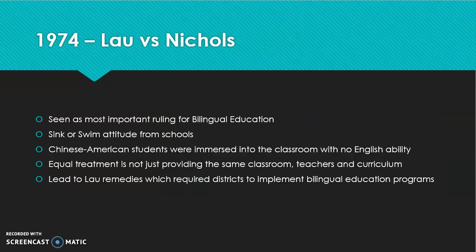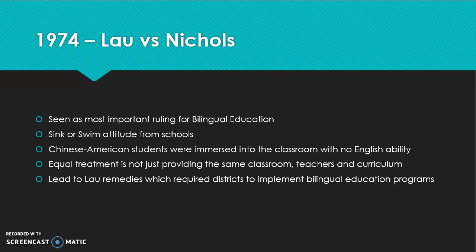The next thing I will be talking about is Lau versus Nichols, which is from 1974, and it is actually a court case. This is seen as one of the most important rulings for bilingual education. The San Francisco schools were accused of neglecting students of Chinese background. This case was actually filed in 1970, but it did not go to court until 1974. Apparently, the attitude for the schools during this time was one of sink or swim.